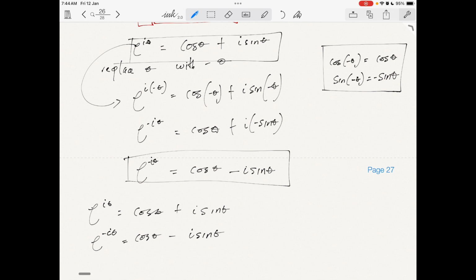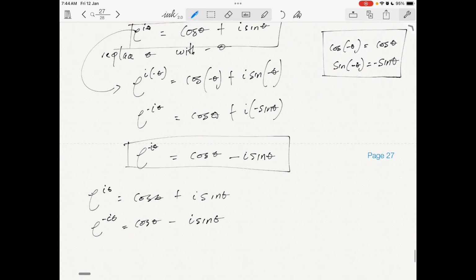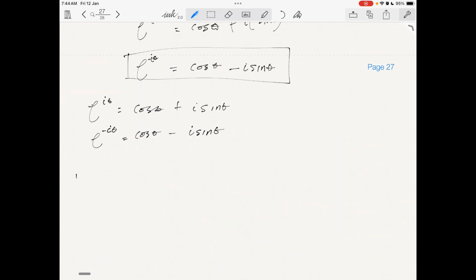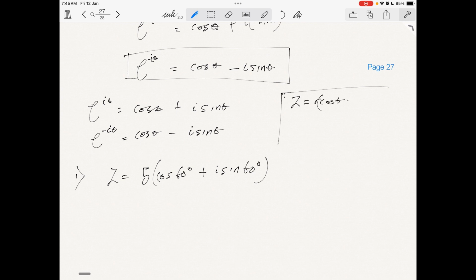So with that, we can easily rewrite any complex number in polar form and transform it to exponential form. So let's take, for instance, z is equal to 5(cos 60 degrees plus i sine 60 degrees). Thereafter, let's take a quick recap that if z is equal to r(cos theta plus i sine theta), then z is equal to r e^(i theta).